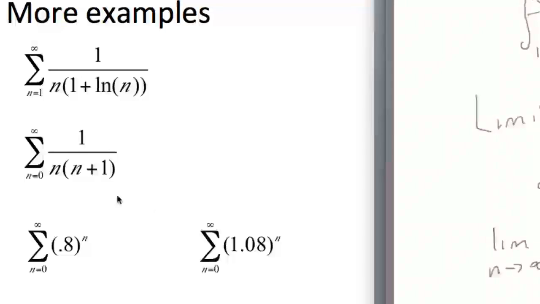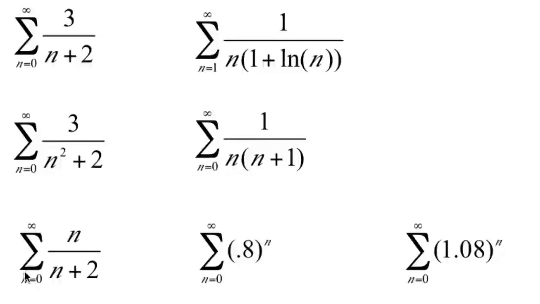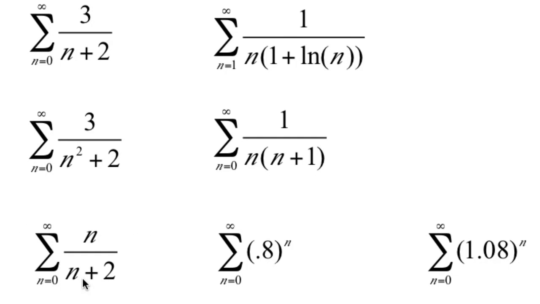If we look over at our next example, the sum n equals 0 to infinity of n over n plus 2. Alright, well here we don't have to use the limit comparison test. All we have to do is notice that as n goes to infinity, the terms of this series go to 1, which is not 0, and so the series has to diverge.